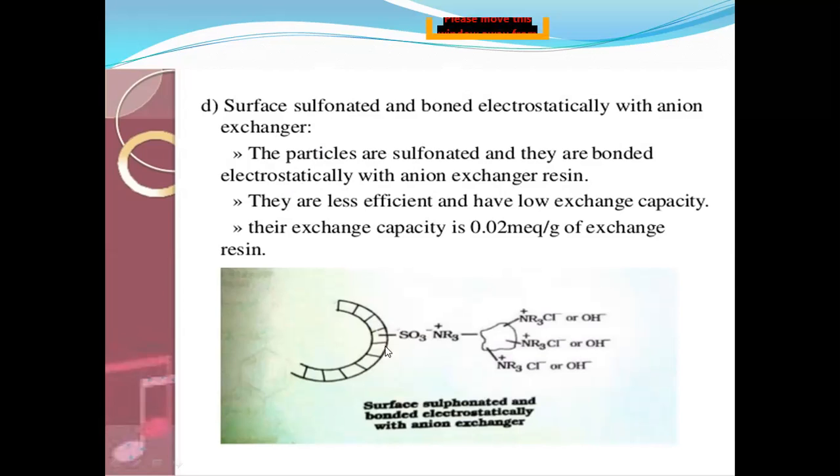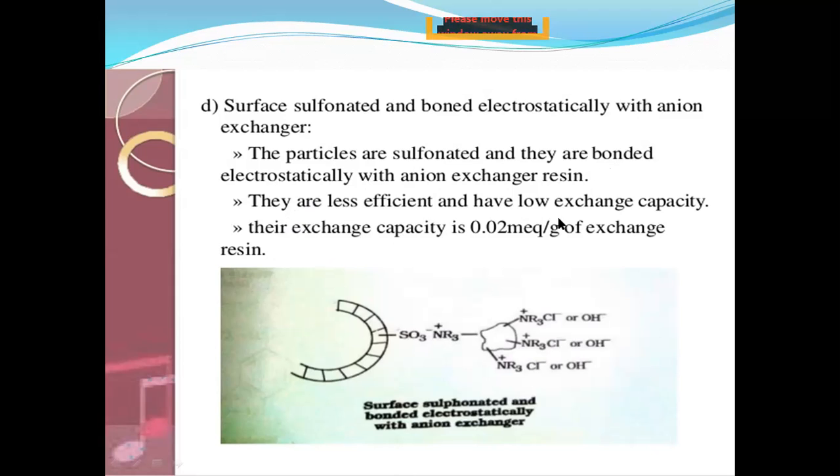So this part is nothing but the bead, or you can say the matrix or bead. This matrix or bead has SO3 minus and Na plus. In short, we can say this whole part is nothing but a cation exchanger. And here, between these two, the counter ion is replaced with tertiary amines. Between SO3 minus and N plus, what happens? An electrostatic bond, or we can say an ionic bond.